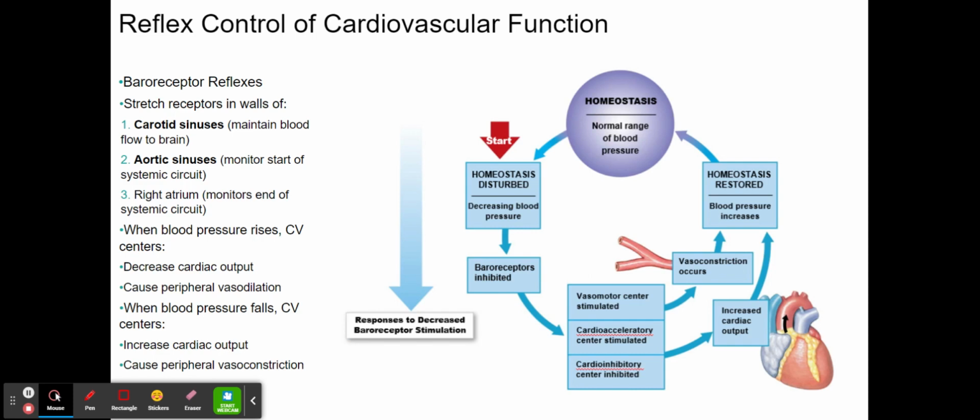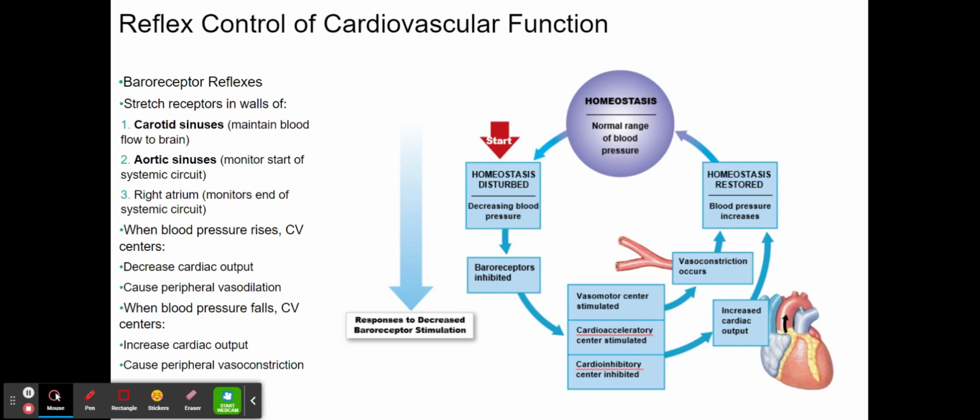The baroreceptors involved in cardiovascular regulation are found in the walls of: 1. The carotid sinuses, expanded chambers near the bases of the internal carotid arteries of the neck. 2. The aortic sinuses, pockets in the walls of the ascending aorta adjacent to the heart. And 3. The wall of the right atrium. These receptors are part of the baroreceptor reflexes, which adjust cardiac output and peripheral resistance to maintain normal arterial pressures.